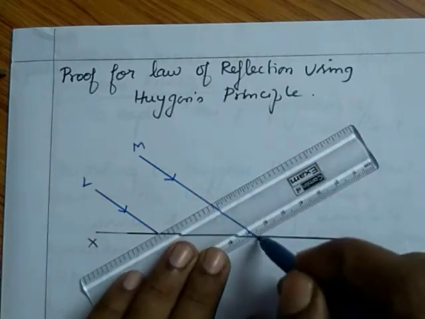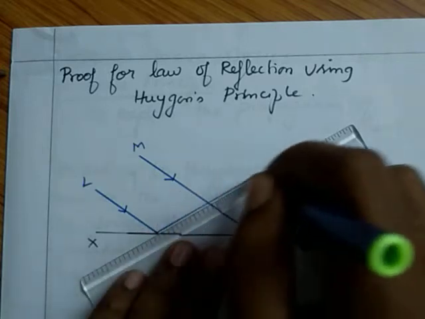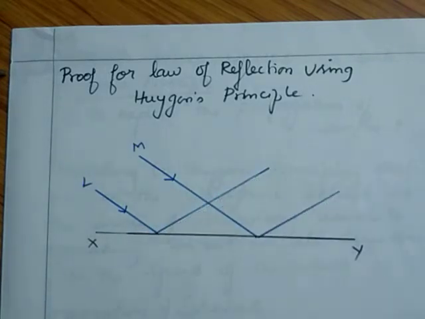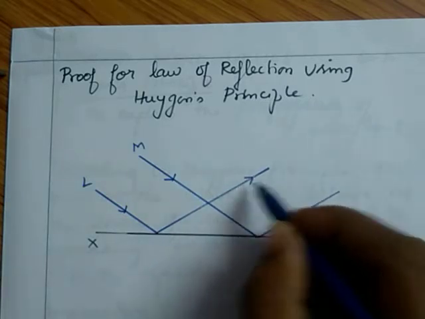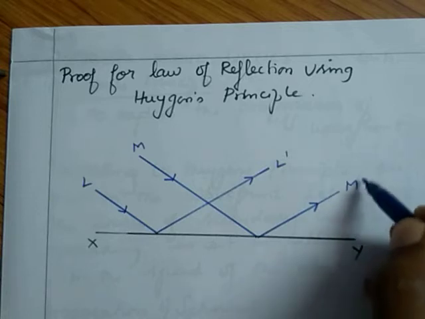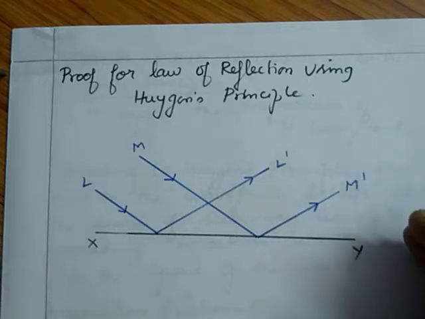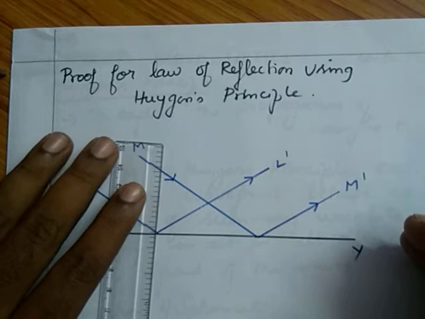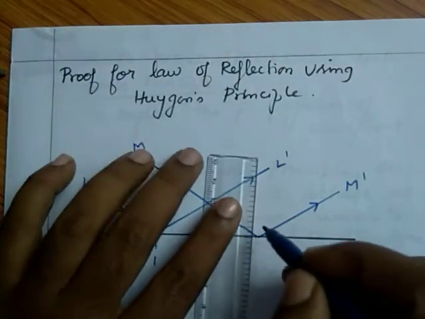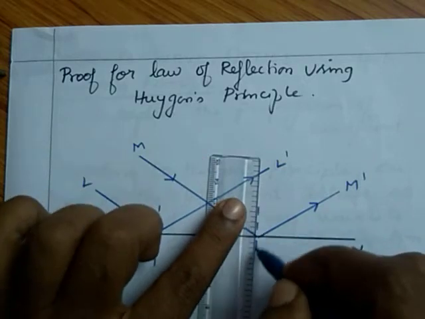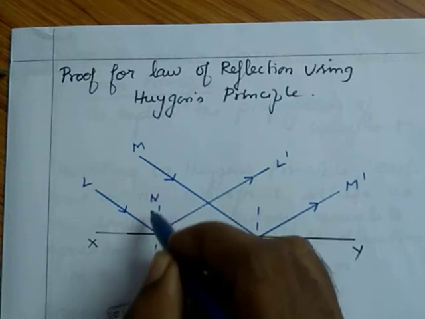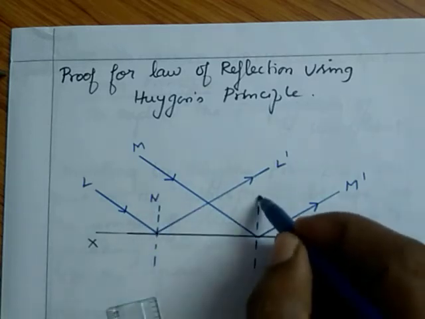This is a reflected ray, that is L dash, and this one is M dash. At the point of incidence I draw a normal. Here also I draw a normal. This normal is named as N. Here this is named as N dash.